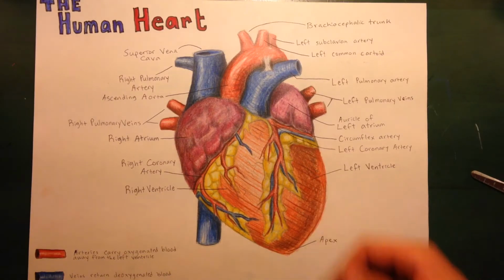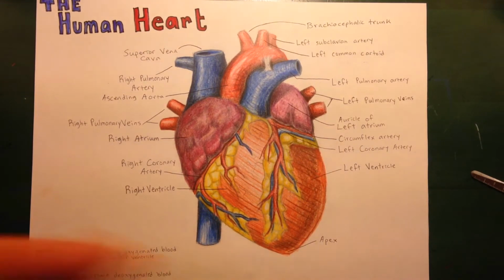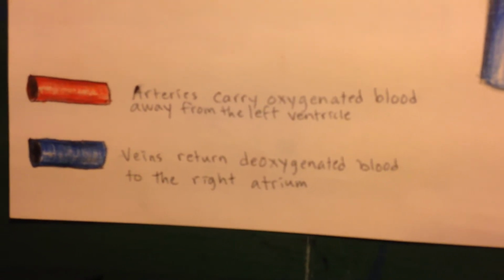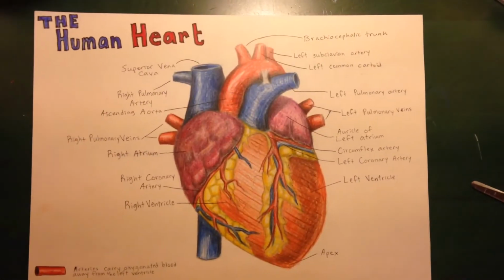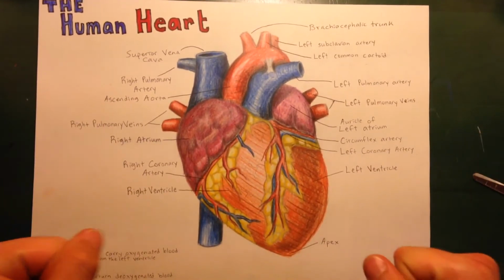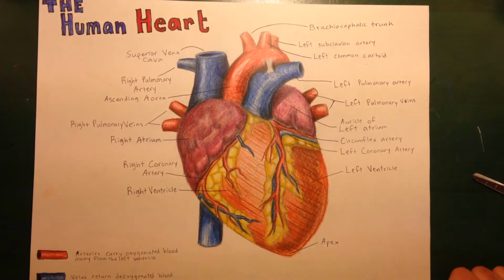Hey everybody, so what we have here is the human heart, the anatomy of the human heart. And in this video I'm going to show you the prime difference between arteries and veins. So if we take a quick look at the key right here, you see that arteries are in red and veins are in blue. So right off the bat, when you're looking at the anatomy of a heart in a textbook or a PowerPoint slide or a picture, you could see that veins are the ones in blue and arteries are the ones in red.